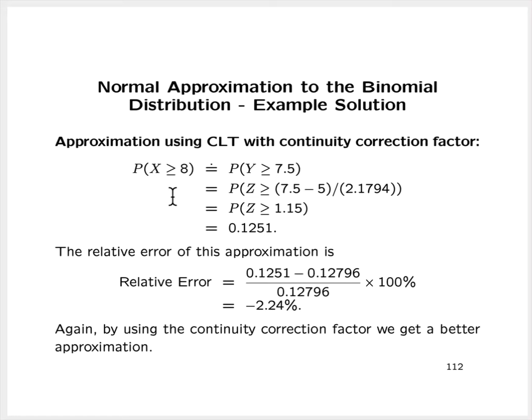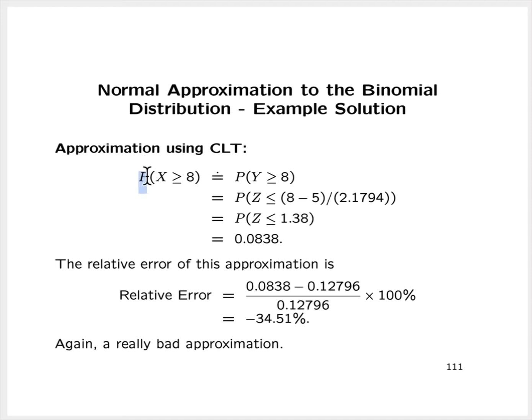So we can, again, improve the quality of this approximation by using the continuity correction factor. And let me just say that in this case, using the naive approach, we are excluding the first or left half of the rectangle centered over 8. The rectangle that is centered over 8 starts at 7.5 and ends at 8.5.